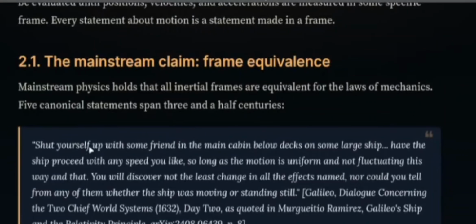So when we get into frame equivalence here, we're going to talk about how the mainstream relates frame equivalence. It was stated last week that you can have different frames predicting different things, and they're supposed to have the same dynamic outcomes. Otherwise you can distinguish between the frames and tell whether or not a frame is truly at rest or not. It leads to a conclusion. So they all have to have the same outcomes.